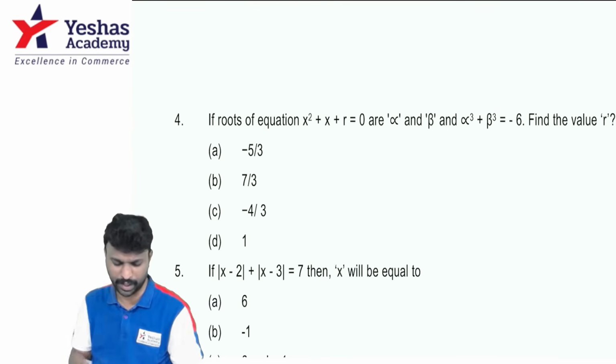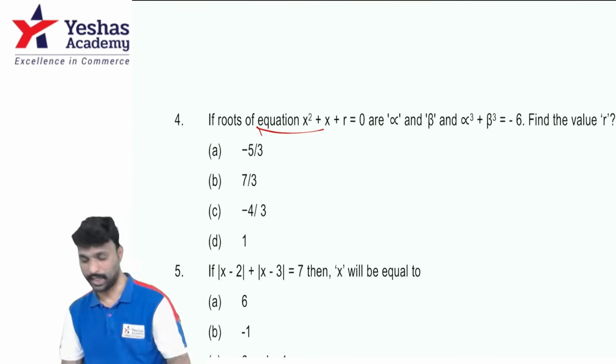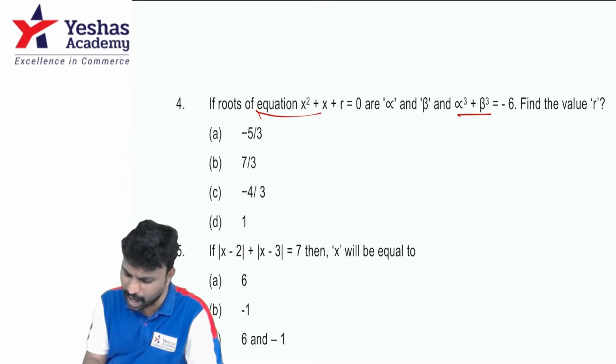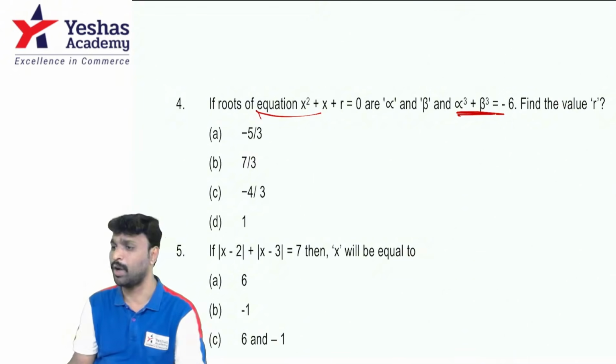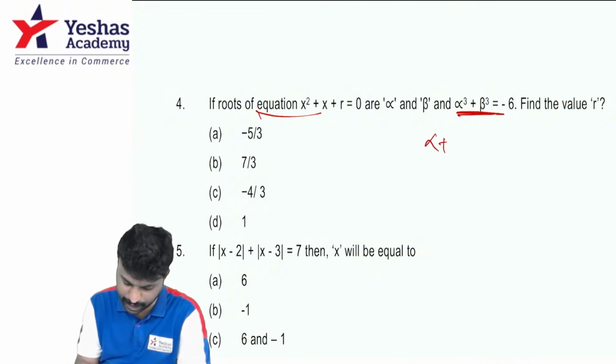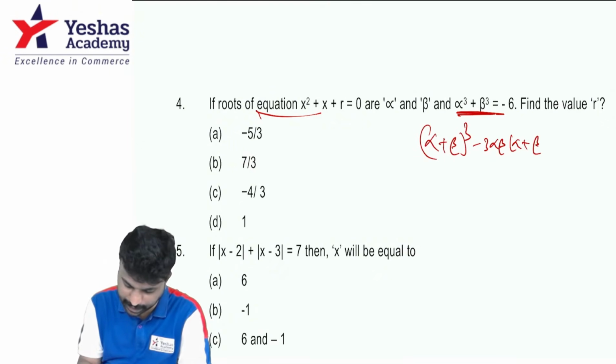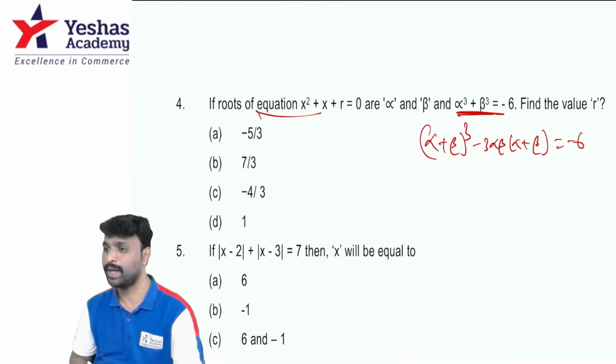Moving on to the next question, guys. This is one of our material questions. They have given alpha cube plus beta cube is -6. They're asking us to find the value of r. Guys, how to complete the cubes? It's alpha plus beta, the whole cube, minus 3 alpha beta into alpha plus beta, is equal to -6.